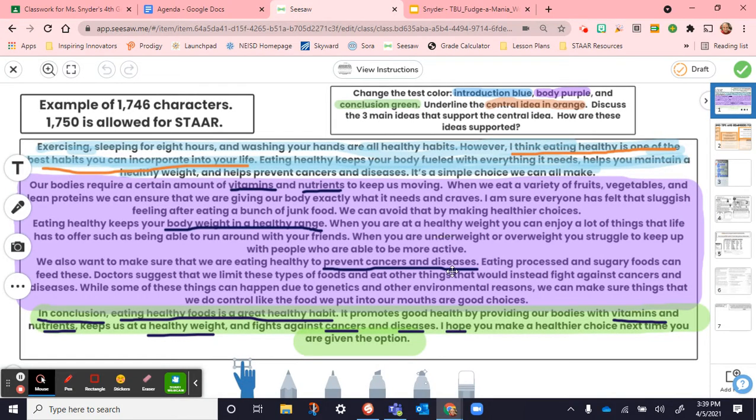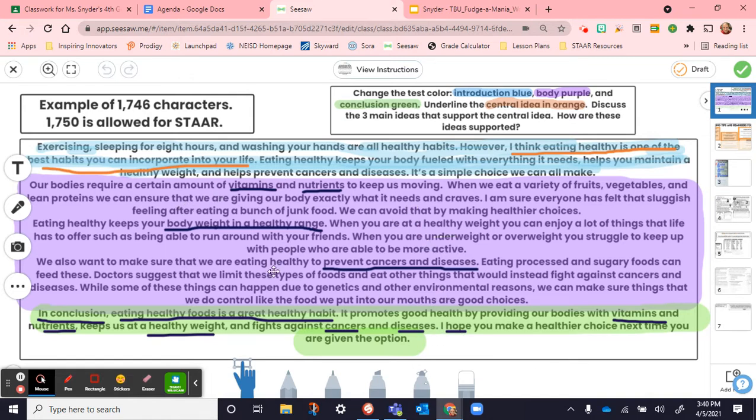All right, so the first thing, we were helping the ones that are coming in tomorrow for their STAR. We were helping them get ready and showing some support and cheering them on because they're going to be representing our class. So I wanted to show them what 1,750 characters looks like. So I got as close as I could. This is 1,746.